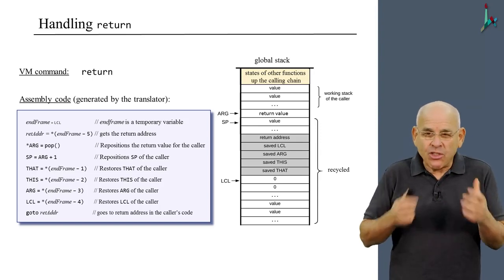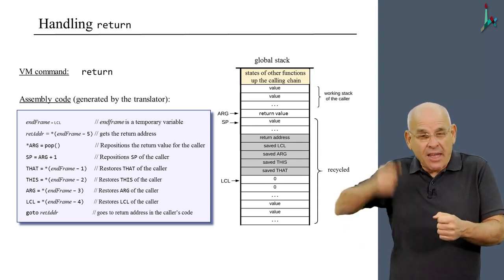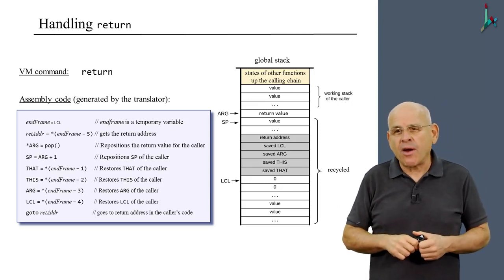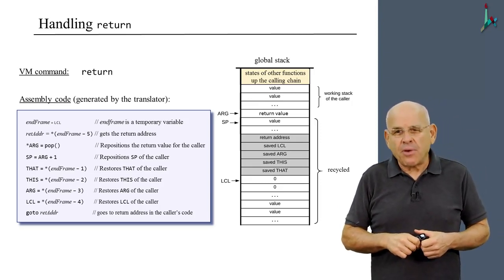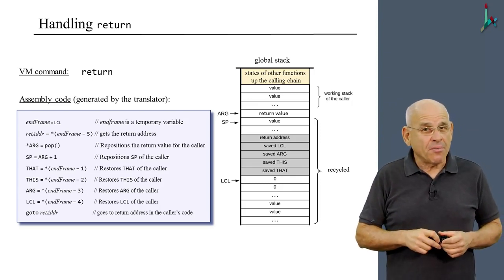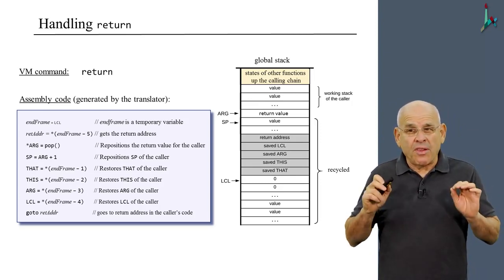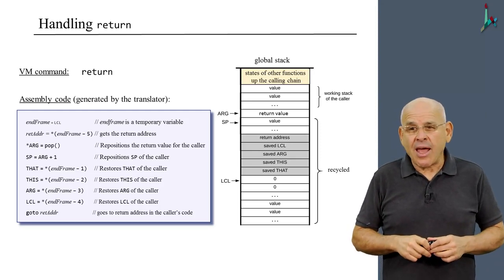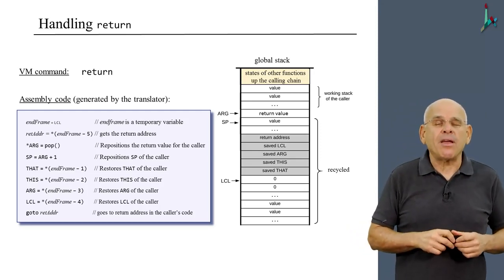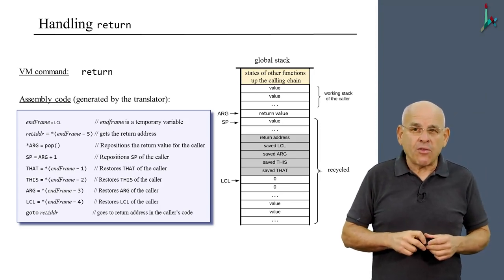Where do I jump? I jump to the address that I retrieved before, that I popped from the stack before, and put it in the variable RETADDR. Okay? So this is the logic that I have to now implement in assembly. I mean, you have to implement it in assembly when you write the VM translator.